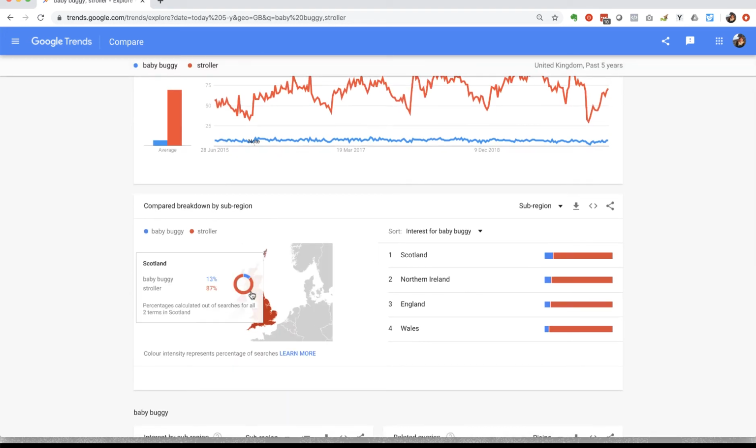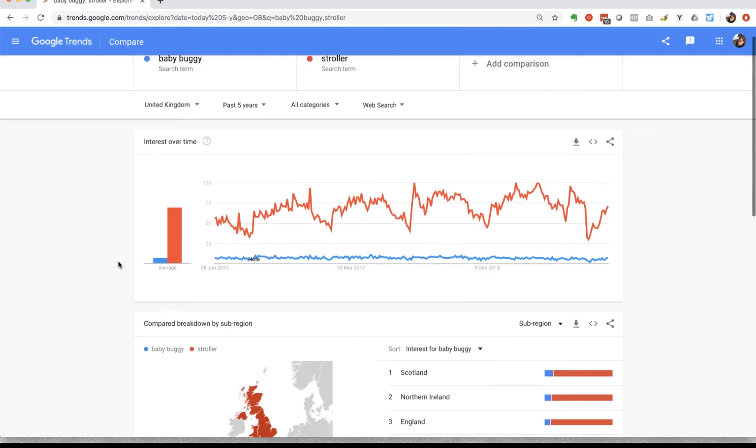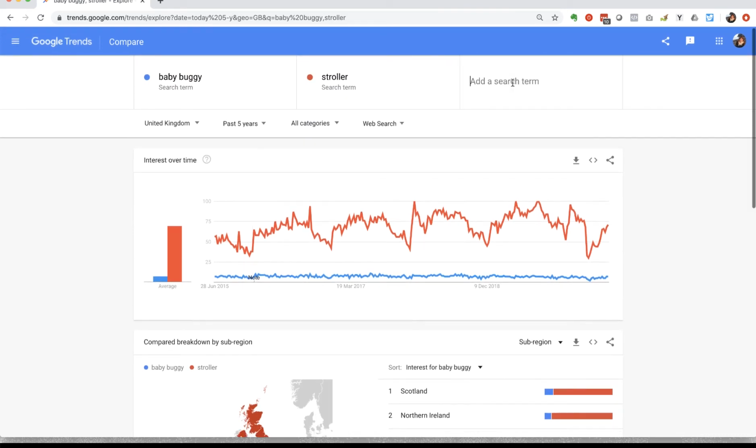You could, if it was regionally specific, dig in and it might show you that in some areas people say baby buggy and in some areas people say stroller. You can add a third term here. So let's say pram.